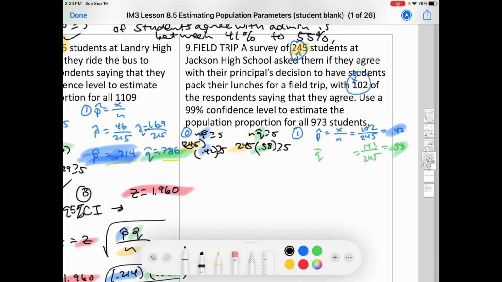So 245 times 0.42 gives me 102.9 students. That is bigger than 5. Yes, 245 times 0.58, and that is bigger. So my conditions are met. Okay.